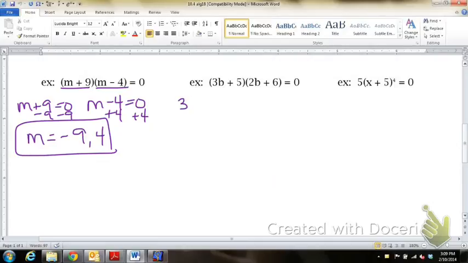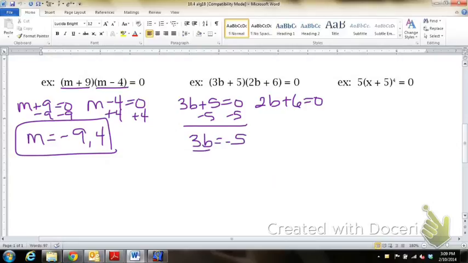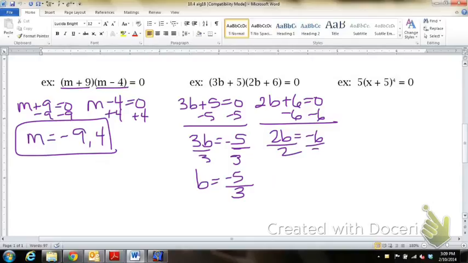Next one, I'd have 3b plus 5 equals 0 and 2b plus 6 equals 0. Subtract first, divide, and I get b equals negative 5/3, which is fine. Just leave it as an improper fraction if you can't reduce it. And then I also get negative 3 as my other answer.